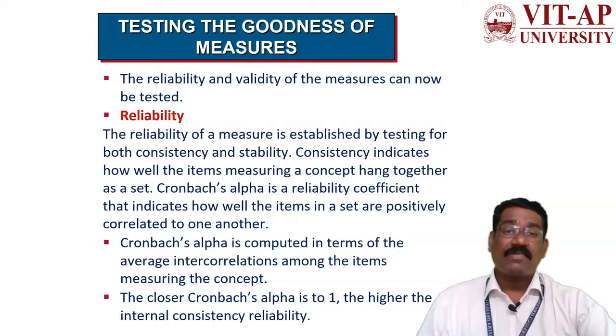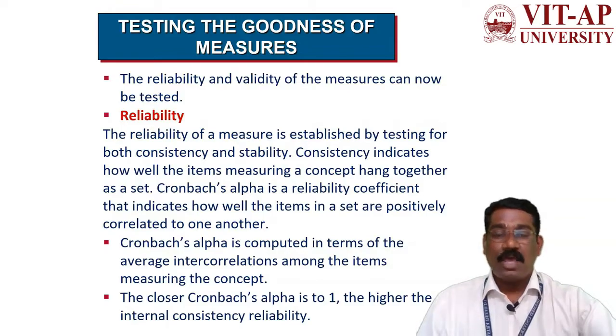So the Cronbach's alpha is computed in terms of the average intercorrelations among the items measuring the concept, and the closer Cronbach's alpha is to 1, the higher the internal consistency reliability. So now let me demonstrate that using SPSS.